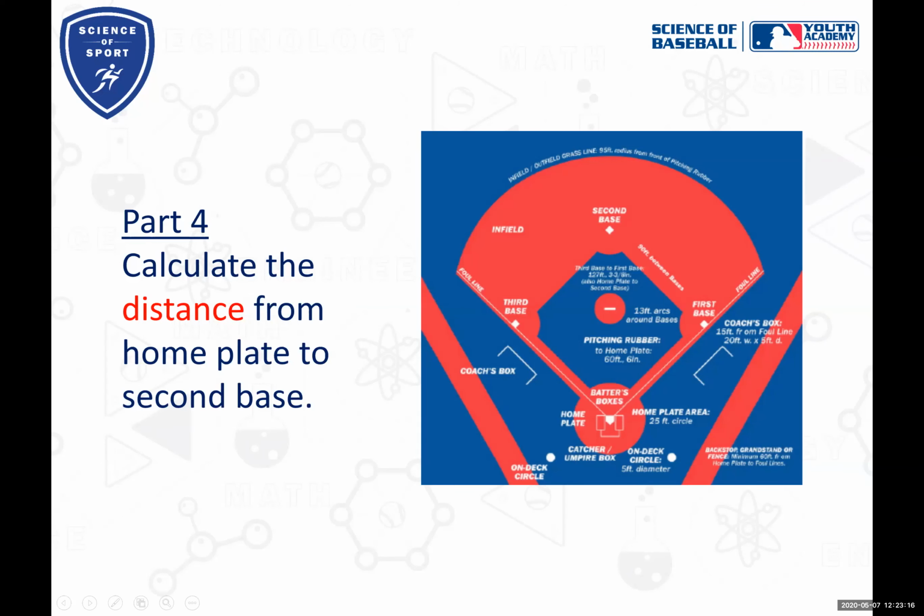Okay, here's a hard one. I would like to see if you can guess what the distance is from home plate to second base. We know that the distance between bases is 90 feet, right? But I'm asking something slightly different, which is, what is the distance between home plate and second base?